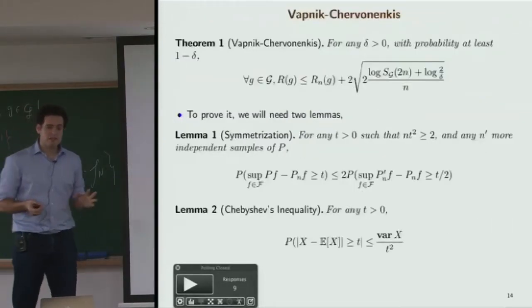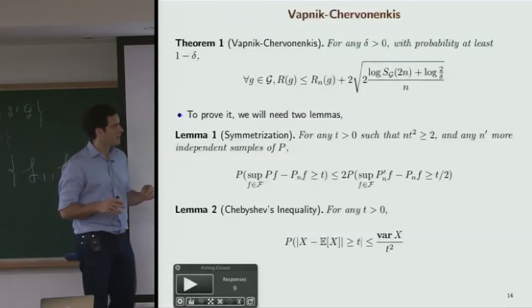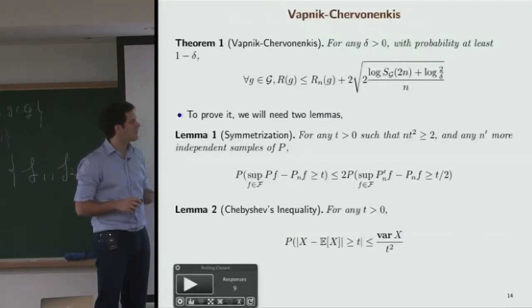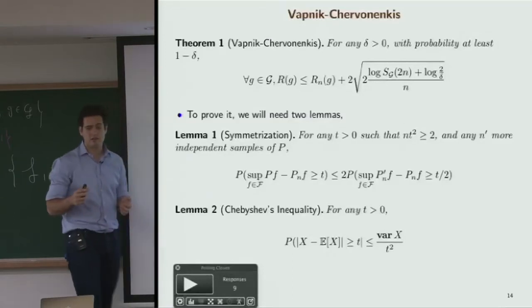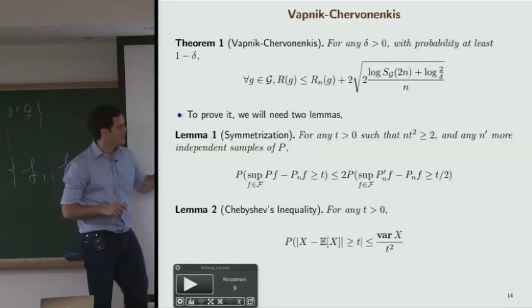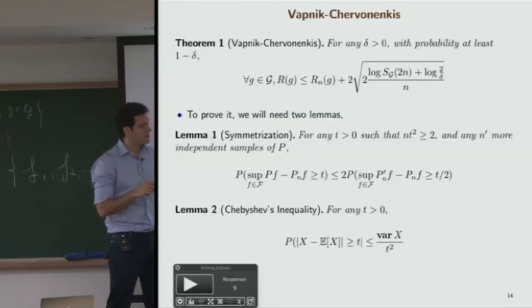So here is Vapnik and Chervonenkis's first theorem. For any delta positive, with probability at least 1 minus delta, so this is the second formulation of Hoeffding's inequalities, the true risk of g is smaller than the empirical risk of g plus 2 times this function here.